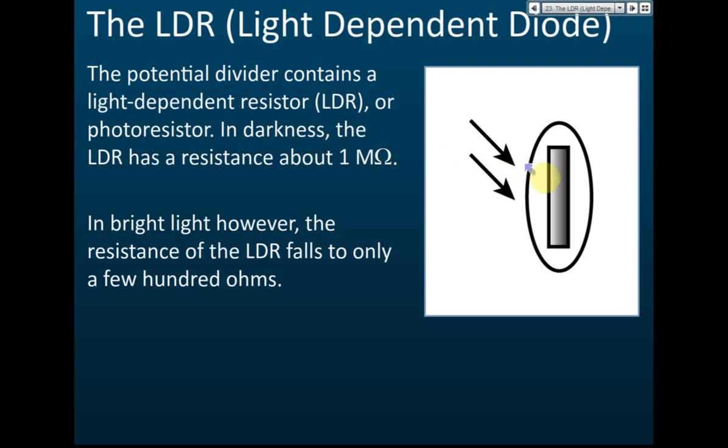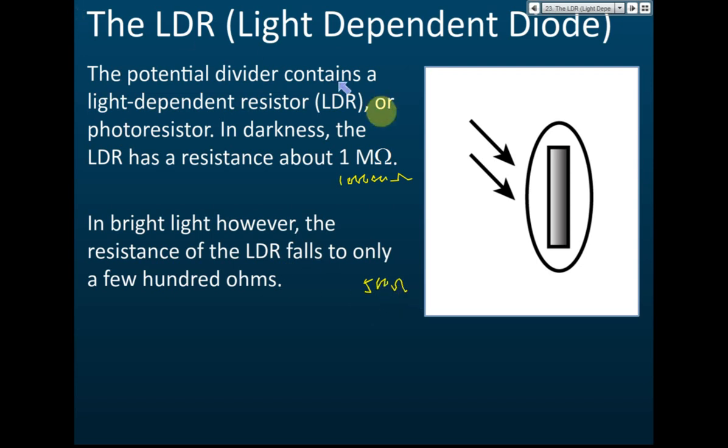Now, for this light dependent resistor, its resistance will change according to the presence of light. For example, in darkness, totally no light, the resistance of this resistor is about 1 million ohm. Mega is million. But if light is present around this resistor, the resistance of this LDR will fall to just a few hundred ohm. From 1 million, it will drop to a few hundreds, let's say 500.